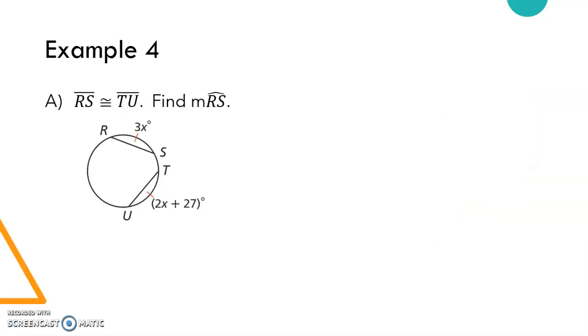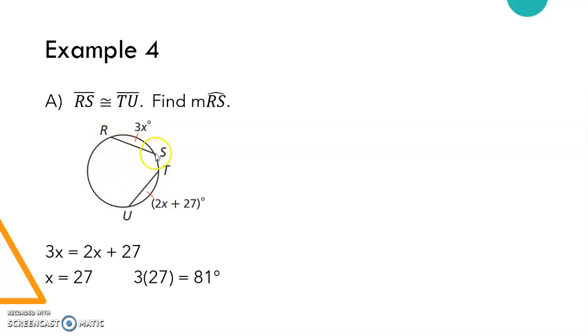In example 4, they tell you that chord RS is congruent to chord TU. So we need to find the measure of arc RS. See if you can do that and then press play to check your answer.